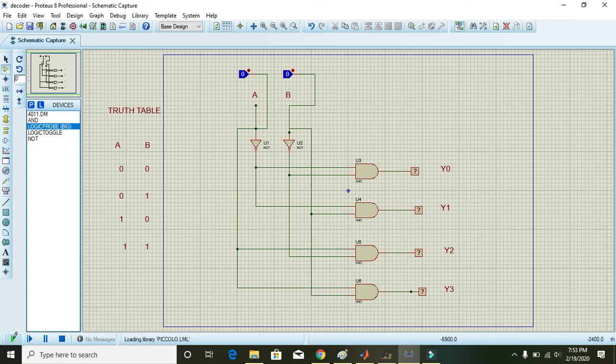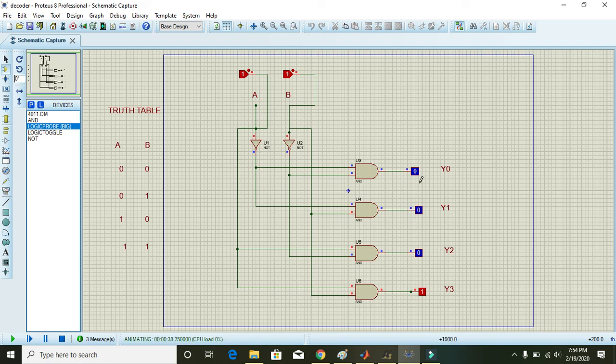Now we will see the output. As we know, for 00 we selected Y0 as output. For 01, that is A equal to 0 and B equal to 1, we selected the second. For the third, that is 10, we selected the third, and for the fourth, that is 11, we selected Y3. And what are actually Y0, Y1, Y2, and Y3? They are four outputs which can be controlled by two inputs, or decoded input. It is not just turning Y3 on, but also turning Y2, Y1, Y0 off.